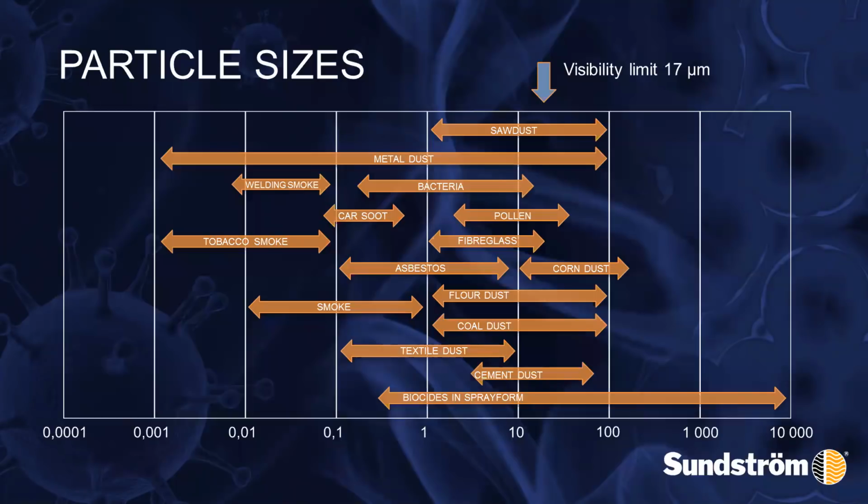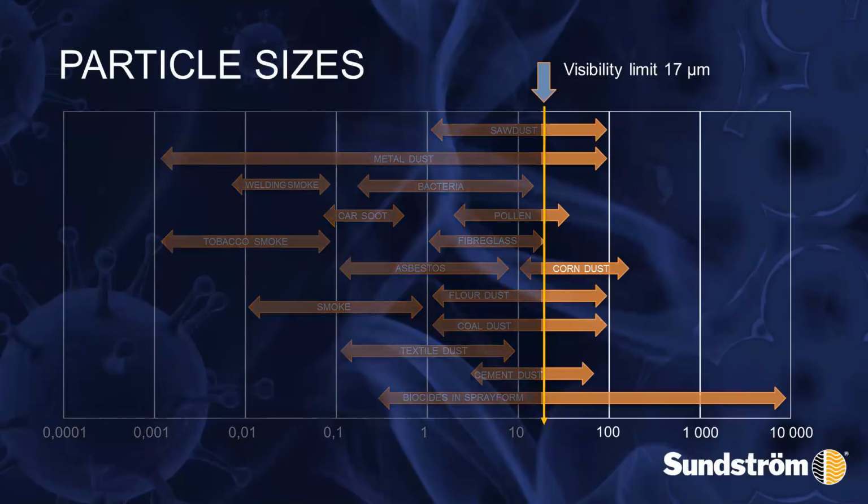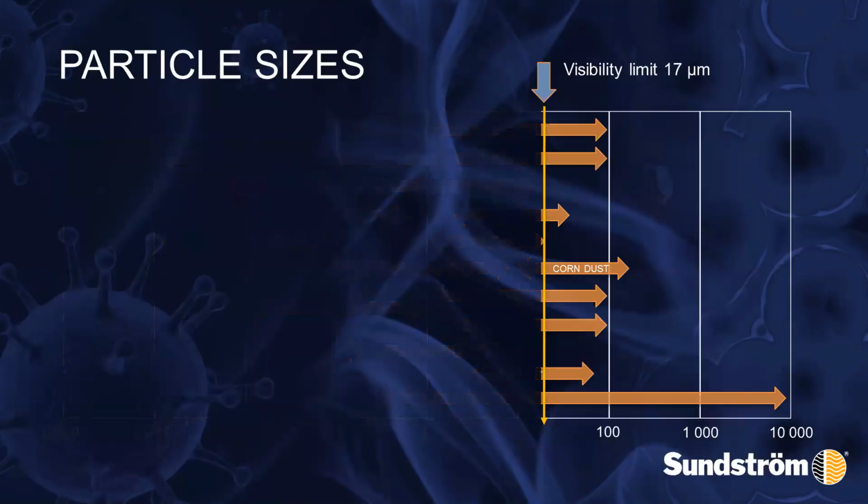So if we look at this schematic of different sizes of particles, these are based on microns, which is 1,000th of a millimeter. The visibility limit for most people with the naked eye is 17 microns. What that means is that everything to the left of that line is invisible to the naked eye. And of course, like the monster under the bed, if we can't see it, it can't hurt us.